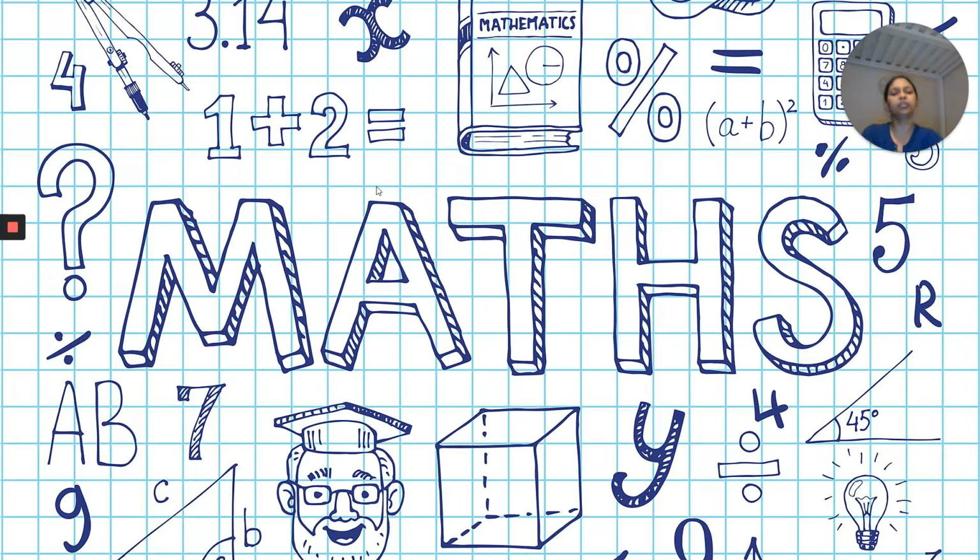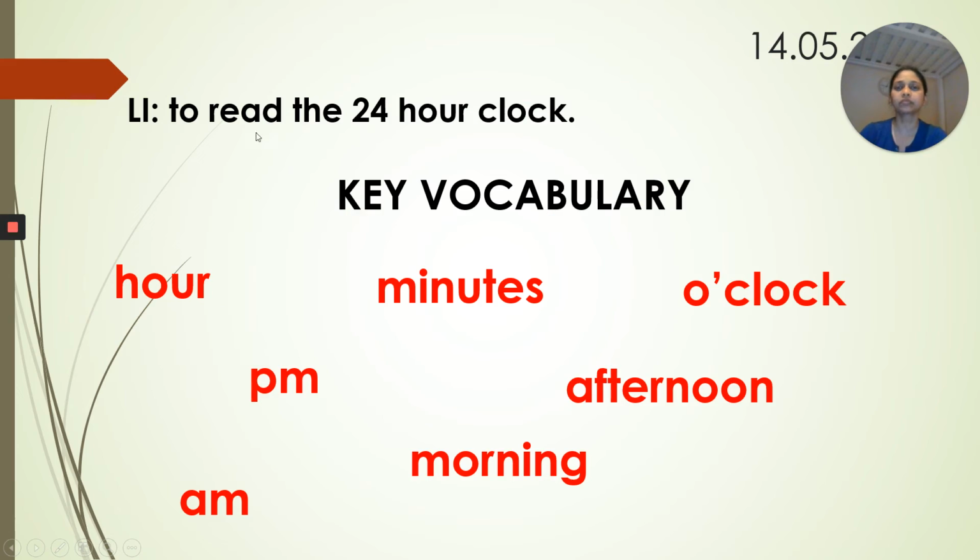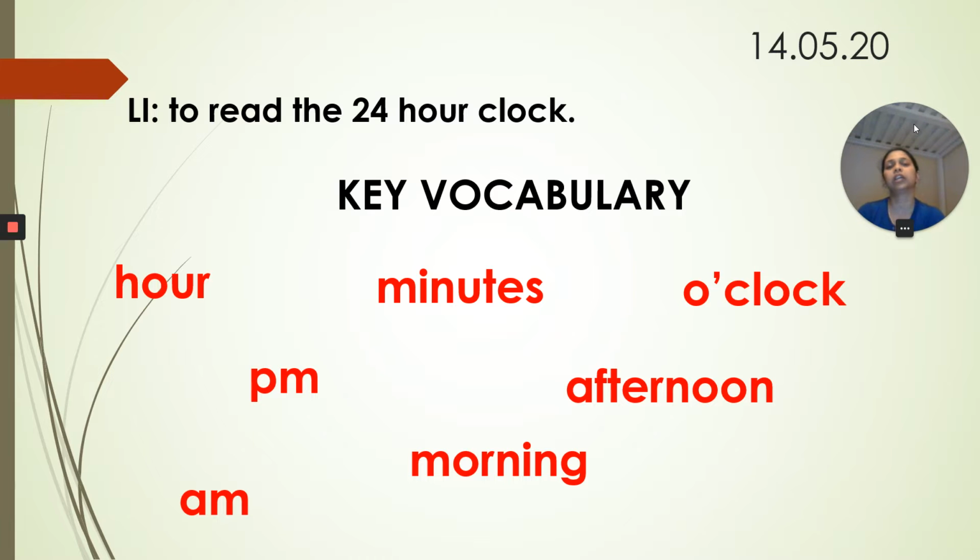And let's move on. So today we will be doing the 24-hour clock. Yesterday we did the 12-hour clock. Today the 24-hour clock. So you've got your date on this side for today and your LI is to read the 24-hour clock. Okay? The words that we have used, we will be using them today again. However, the only thing that we will be changing is using the 24-hour clock.